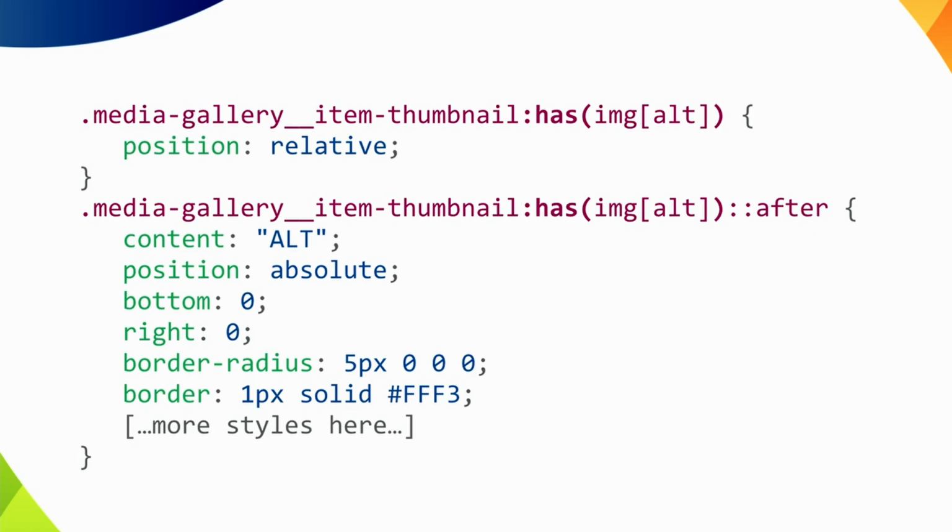Right? I just say, hey, and I could have put it in a.mediagallery item thumbnail because, so far as I can see, they're A elements. But why restrict myself? If I have a media gallery with item thumbnail and it has an image with an alt inside of it, make it position relative, and then as generated content, put in a little alt badge and style it and make it look nice, and boom, done.